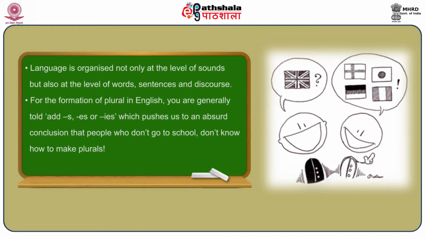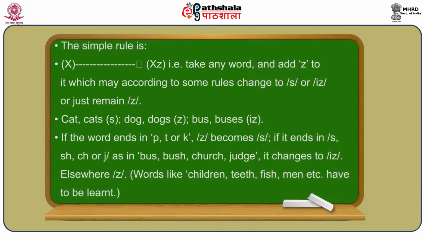Now, you have been told in school to add s, es, or ies. Nothing could be more wrong than this. Because if that were the rule, somebody who hasn't gone to school and doesn't know s, es, and ies could not make plurals. That means farmers who have not been educated in schools would not make plurals. They don't say cow, or they don't say bus. They do. But there is something else happening.